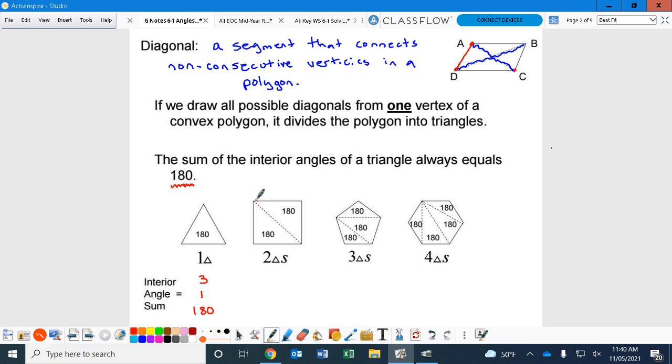Let's look at it on the next shape. This is going to be a square. If we take a diagonal here and we draw it across and cut it in half with those non-consecutive vertices, we're going to have 2 triangles. So we've got 4 sides. We've got 2 triangles. And guys, what's 180 times 2? 360.